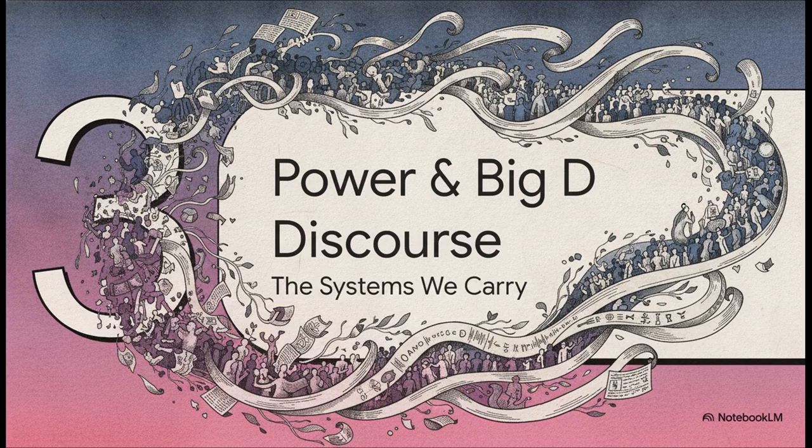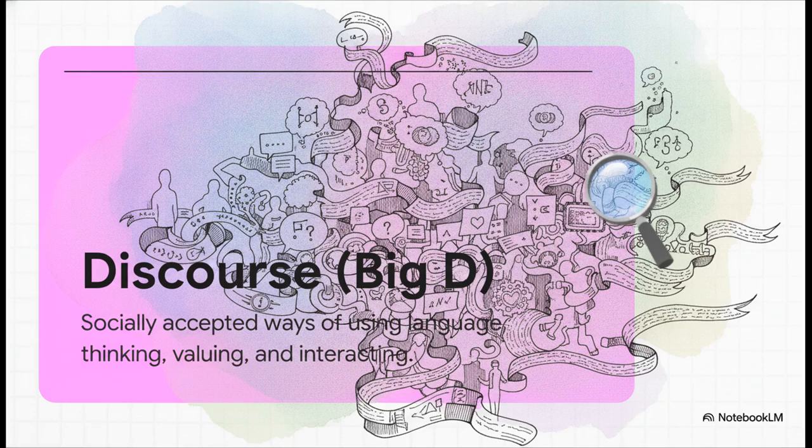Number 3. Power and big D discourse, the systems we carry. Let's see how this builds into a major conceptual level up, shifting from small community texts to human identity and history. James Paul Gee calls this next level discourse with a capital D. Big D discourse isn't just about what you say, it is about who you are.